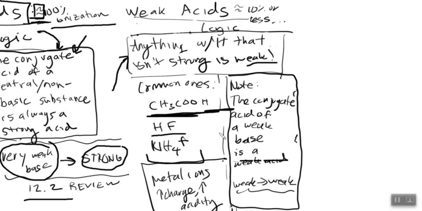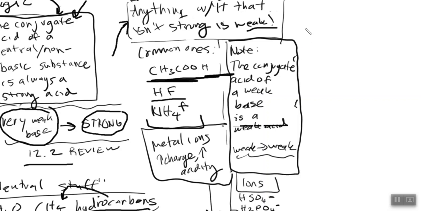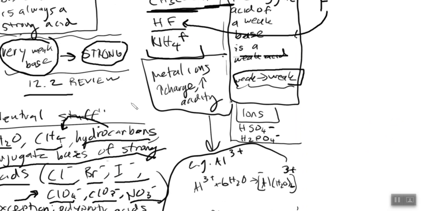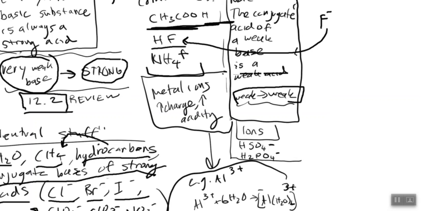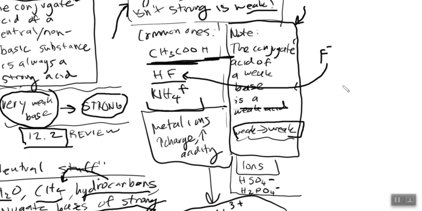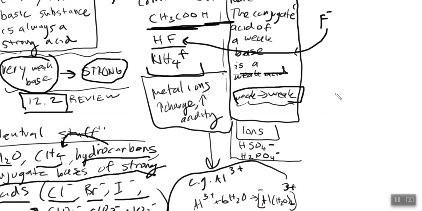Now, we have a few more weak acids, so let's look at the logic component of how we determine what a weak acid is. So, the conjugate acid of a weak base is a weak acid. So, what is a weak base? Well, a weak base is something like F minus, and you see its conjugate acid is this, and they're both weak. So weak is weak, and we talked about this in the 12.2 video, so if you want to hear me talk about it, go back to that video.